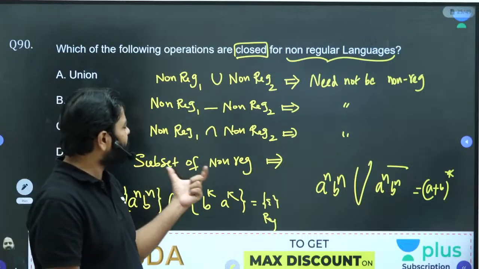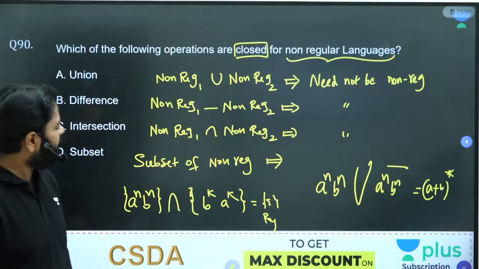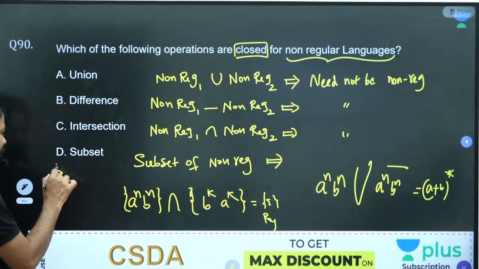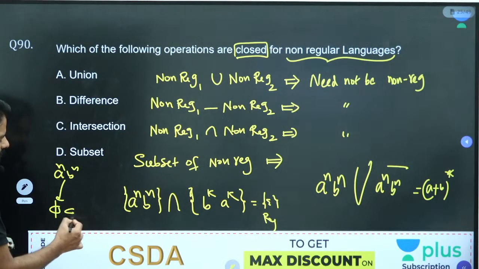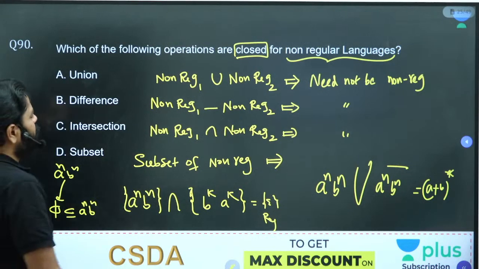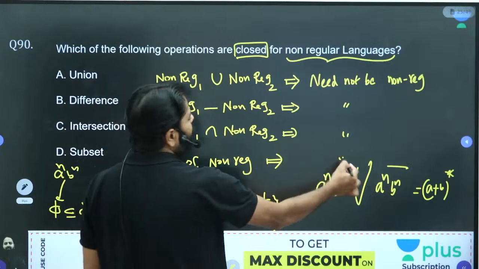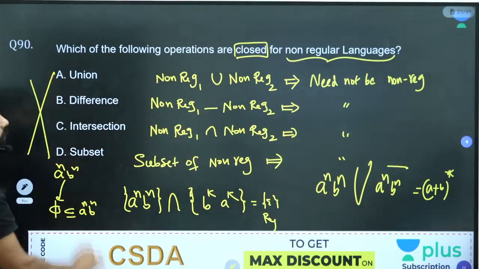And subset of non-regular. You take a^n b^n. Its subset, I can write even the empty language as a subset. But the empty language is not non-regular, it's regular. So all of them need not be non-regular. Here also you don't have any closed operation.